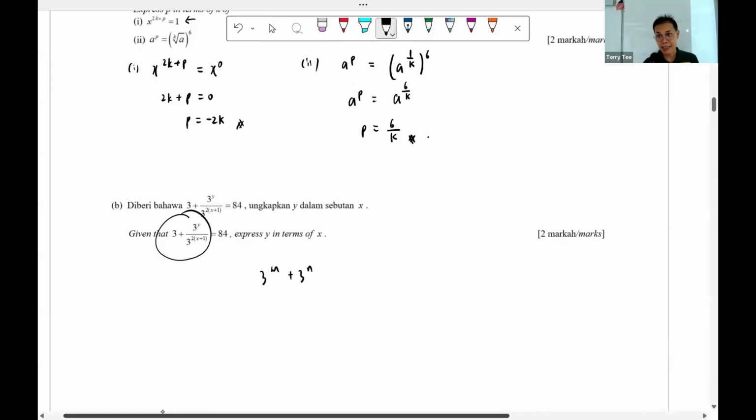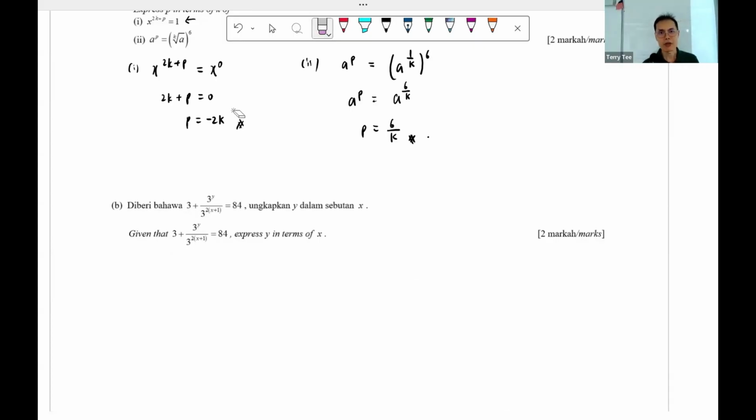No, because they don't have the same term. Remember, like x squared plus x squared, can we add them? Yes, exactly the same base and the same power. If they have the same base but different power, can we add them? No, right? Some weaker students who have bad fundamentals in algebra, in indices, tend to go and perform operations like this. So what you want to do is throw the 3 to the right-hand side. 84 can minus 3.